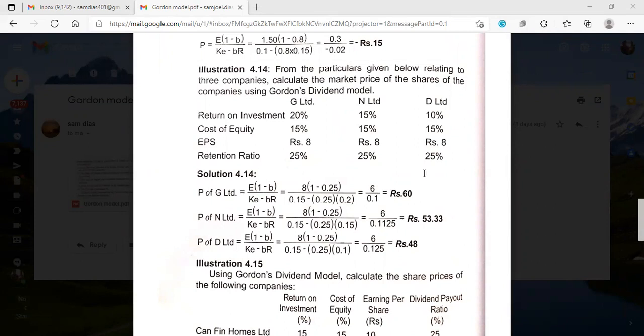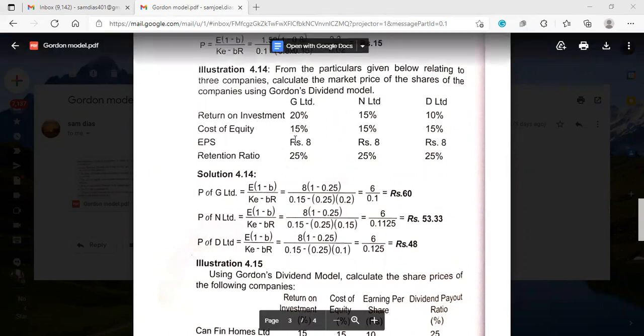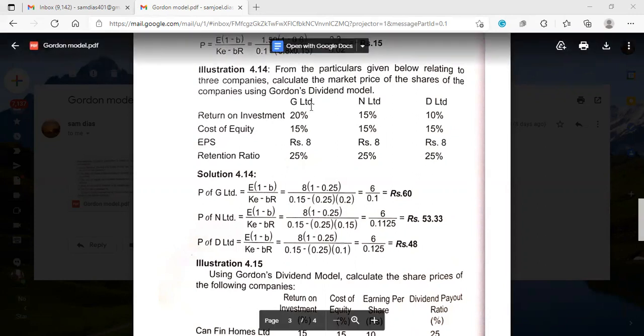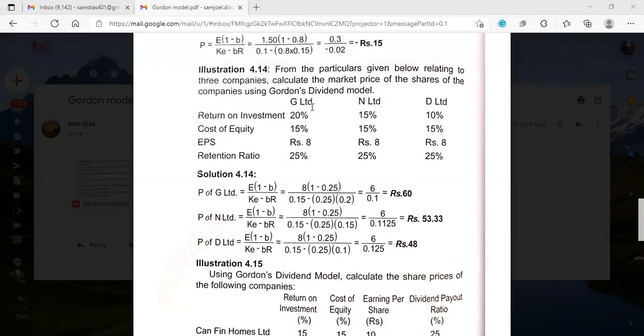Now the problem is like this. It is on your screen now. From the particulars given below relating to three companies, calculate the market price of the shares of the companies using Gordon's dividend model. They have asked us to calculate the market price of the shares using Gordon's model, and they have given the particulars of three companies: G Limited, N Limited, and D Limited.